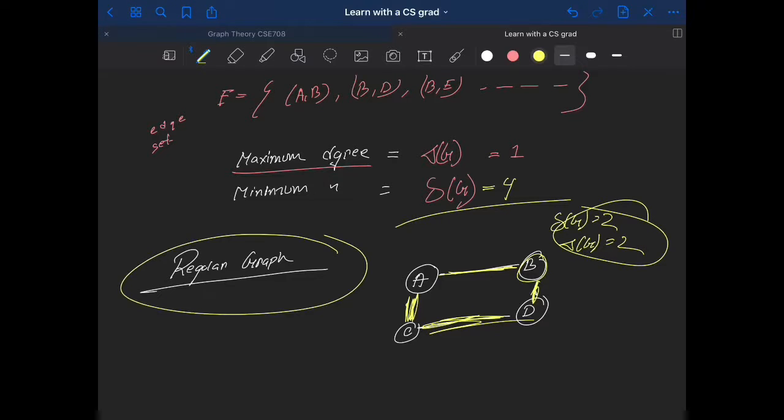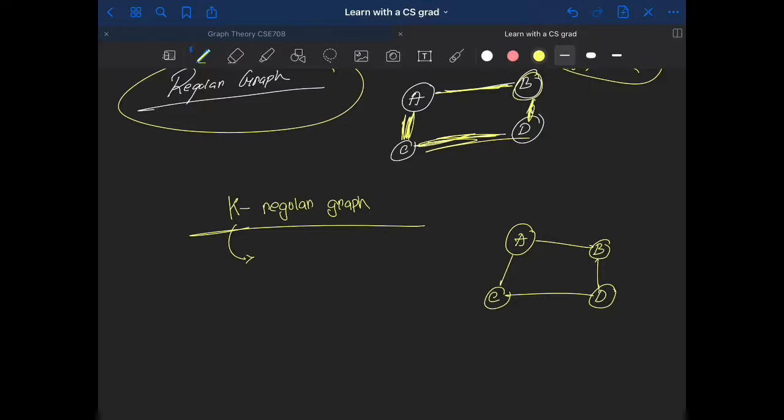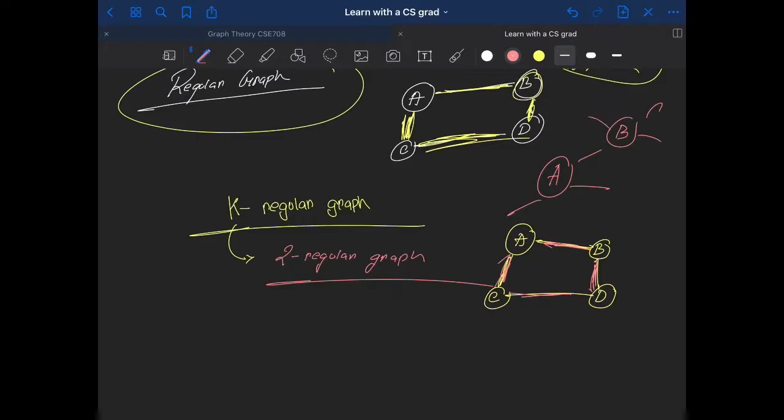So this is called a regular graph, and this can be said as a K regular graph, where K represents the degree they have in common. In the previous example, all of them had 2 degrees each, right? So C, D, A and B, all of them had 2. So this is a 2 regular graph. And in a situation where, let's say, A has 3 degrees and similarly B has 3 degrees, then that would be a 3 regular graph.